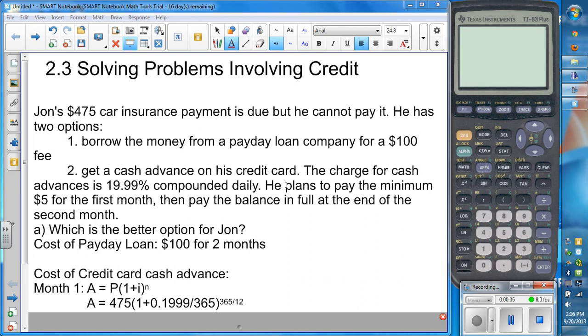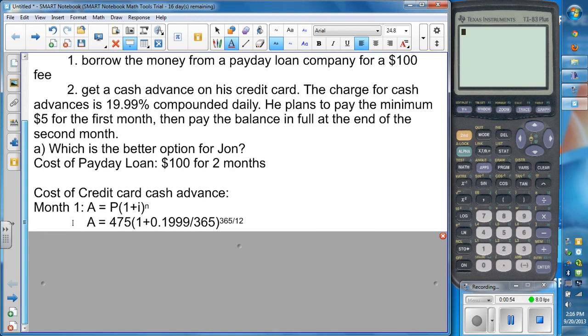of the second month. With cash advances, it doesn't work like using your credit card like normal. You actually pay interest on the first day that you take out your cash advance. You pay interest from that day. So which is the better option for John? Well, the cost of the payday loan is $100 for 2 months. We know that. But we can find the cost of the credit card cash advance.